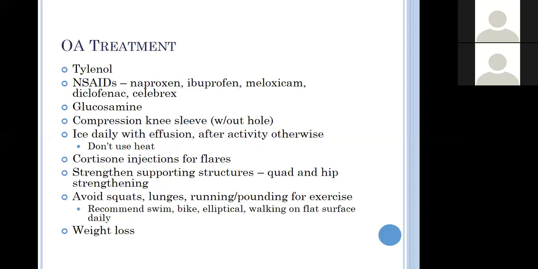If they have swelling in their knee, you want to ice it, never use heat, because the heat brings more swelling to their knee. That's usually kind of eye-opening for patients, because the heat makes it feel better, and then their knee ends up more swollen. So icing it for 10 minutes at a time, otherwise just with activity. Cortisone injections for flares when none of the above is working. And then really the long-term part is to strengthen their supporting structure.